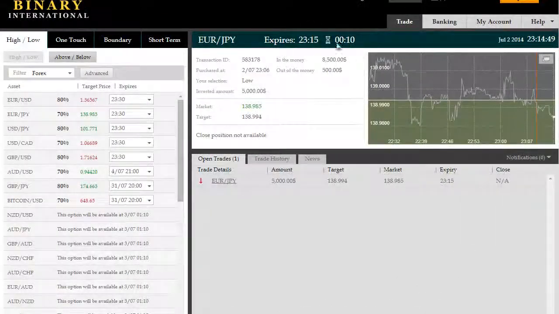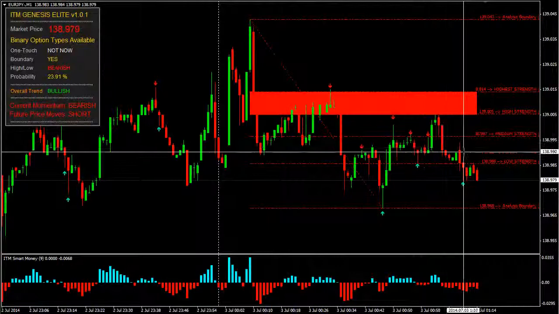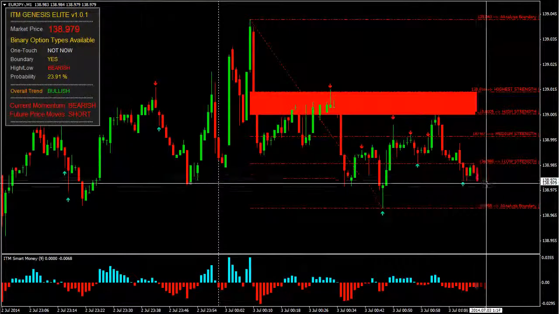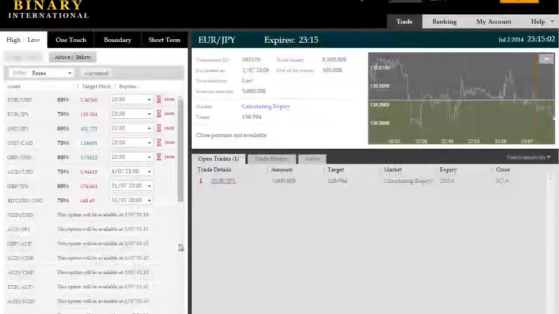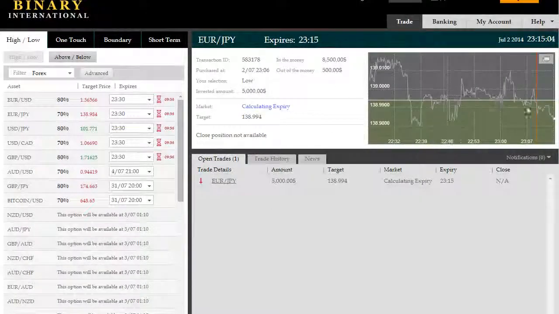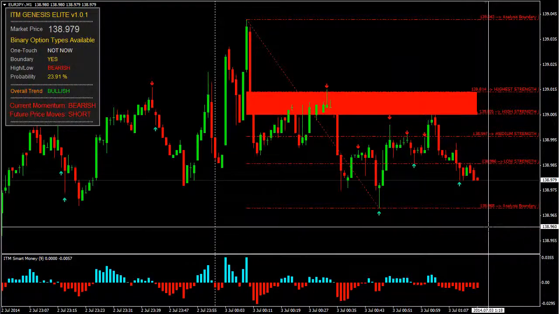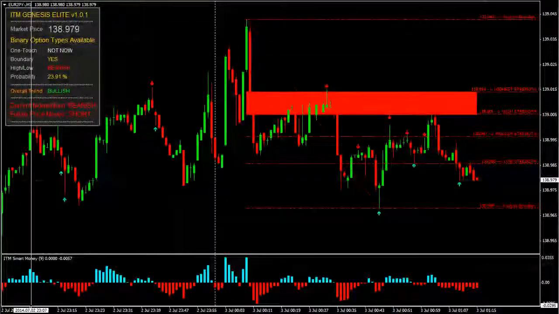All right, we're back with roughly 10 seconds remaining on this trade on the Euro Japanese Yen, due to expire any time now at 23:15. As you can see, price has continued quite strongly in the same direction after the bounce off of the highest probability short reversal zone, leading to an expiry successfully in the money for an $8,500 gross return and hence a net return of $3,500 on this trade.